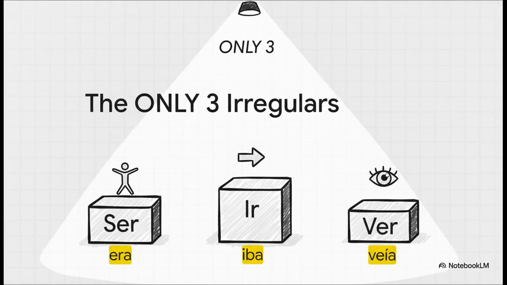And here they are, the only troublemakers in the whole tense. The famous 3. Ser, to be, becomes era. Ir, to go, becomes iba. And ver, to see, becomes veía. That's the entire list. You memorize these 3, and you've pretty much conquered all the conjugations for the imperfect.